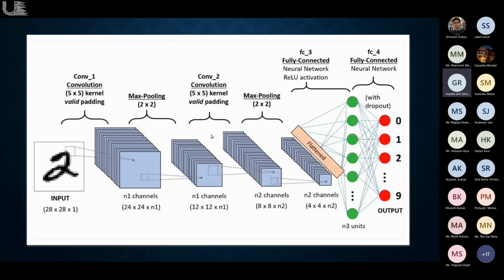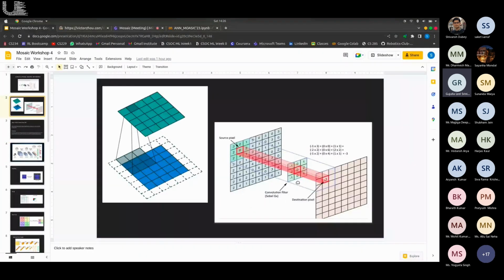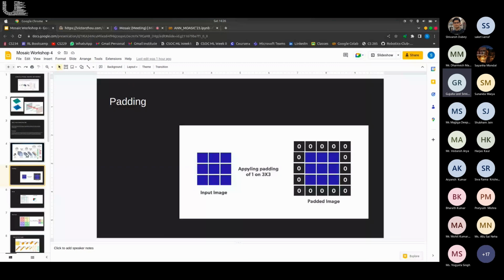There are some methods along with the filter multiplication we have done. There are some methods in which you can reduce the image from a large image to a small one. The first one is padding.